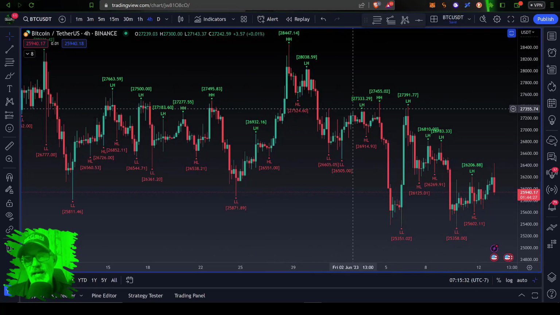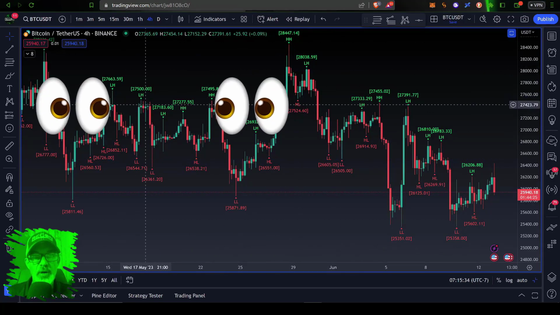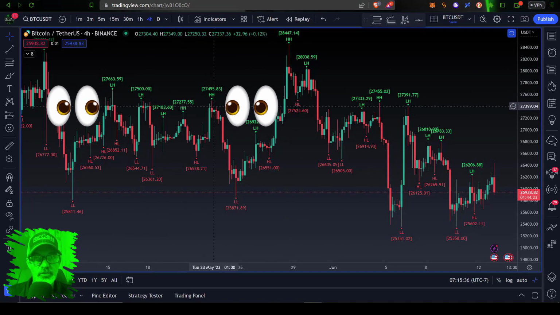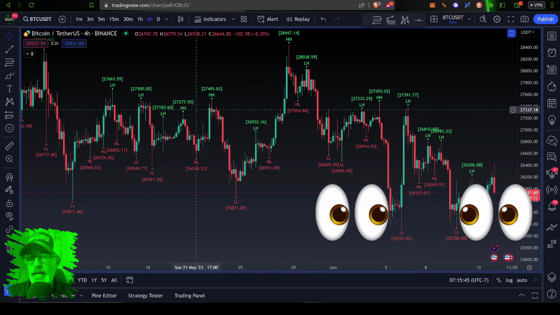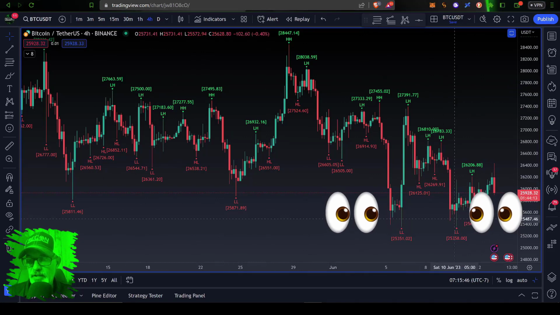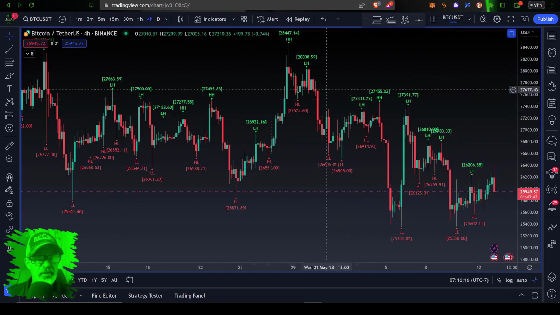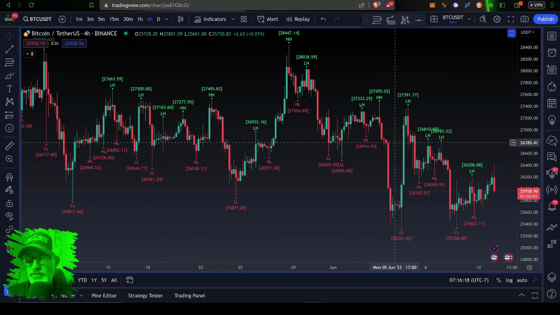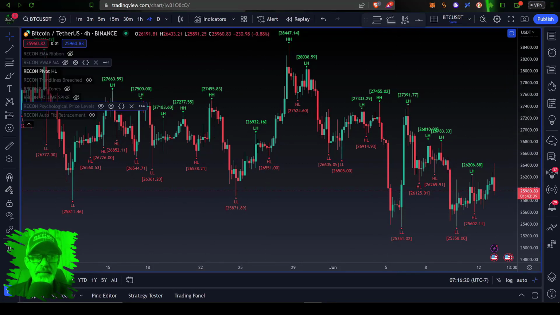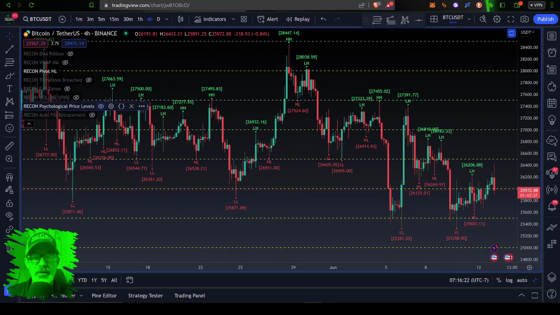And so, yes, I could just easily eyeball and see this is a psychological level in this area, and clearly down here we have a psychological level of support. However, rather than taking the time to try to eyeball where these levels are coming in at, I basically created this indicator to make it a little bit easier.